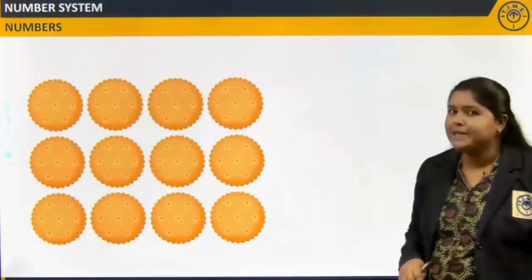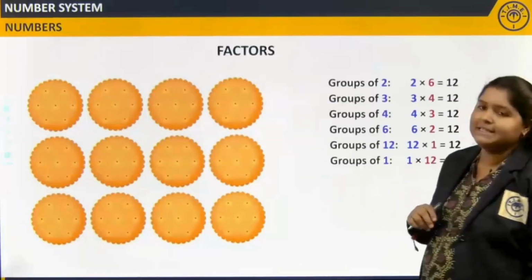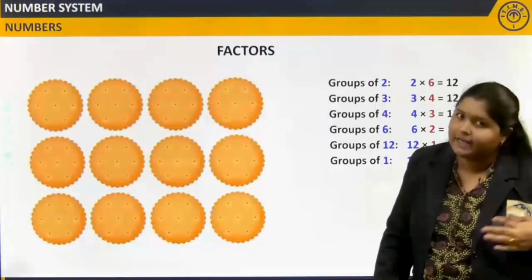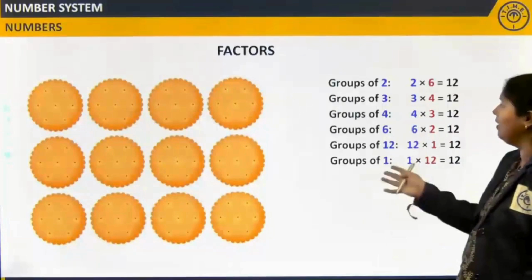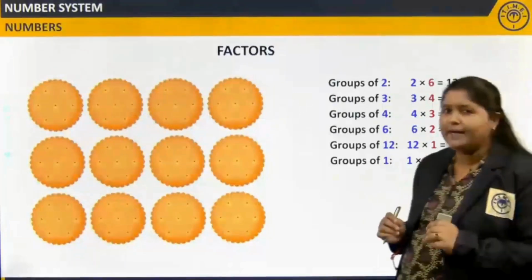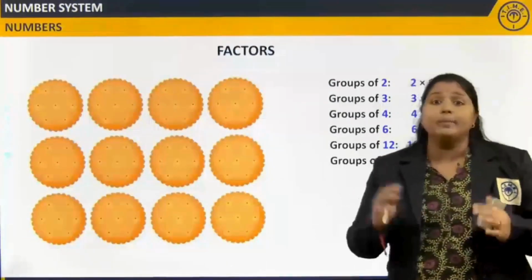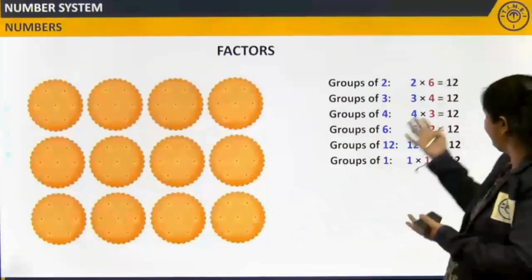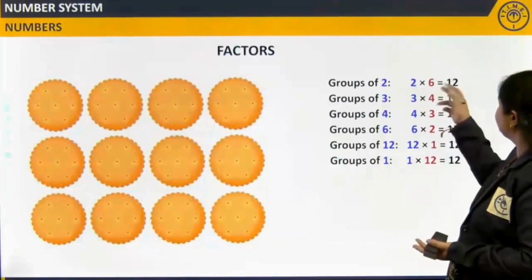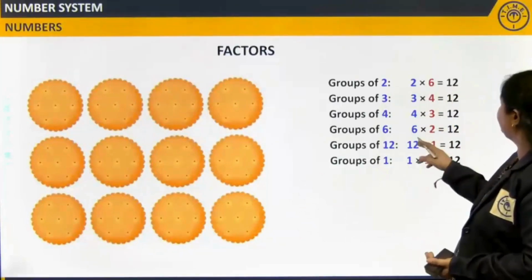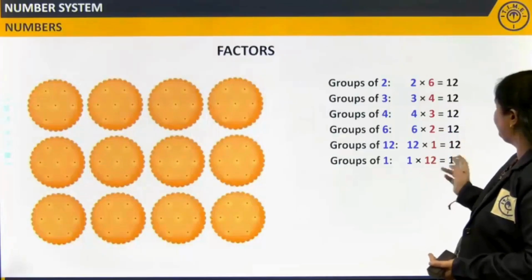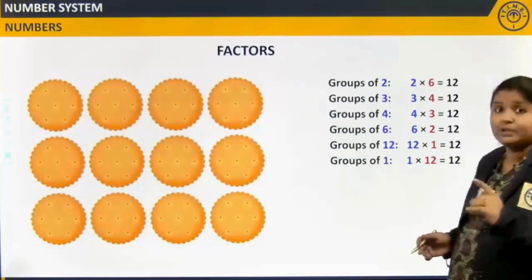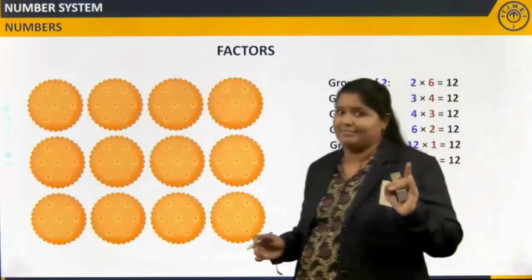So how many groups have we seen so far? Let me list them here. Now, what connection has it got with the factors? Let me show you that also. Here, what is happening actually? What did I tell you about factors? Two numbers multiplied with each other to give you another number, right? So, what is happening here? 2 into 6, 12, 3 into 4, 12, 4 into 3, 12, 6 into 2, 12, 12 into 1, 12, 1 into 12, 12, right? And here also there should not be any remainder.